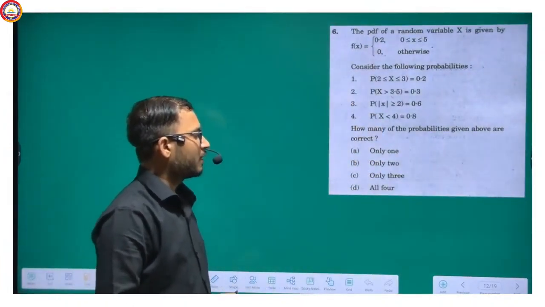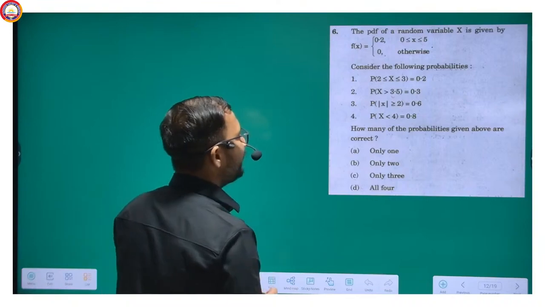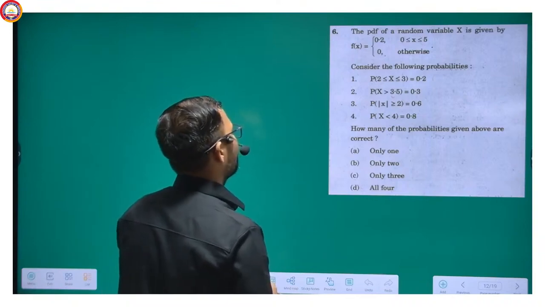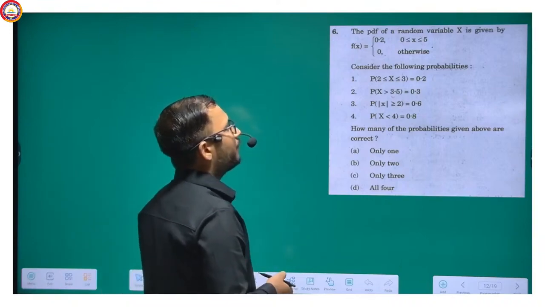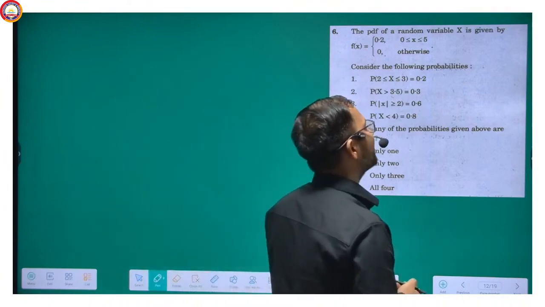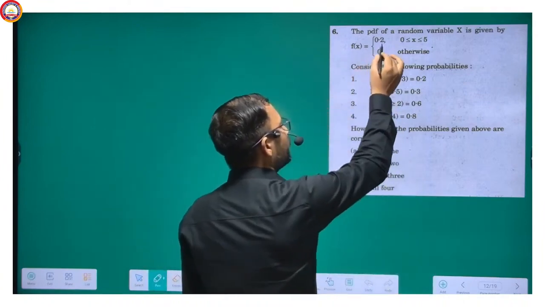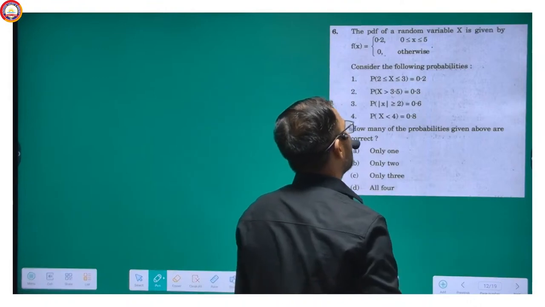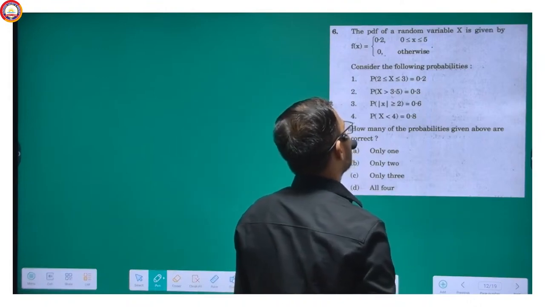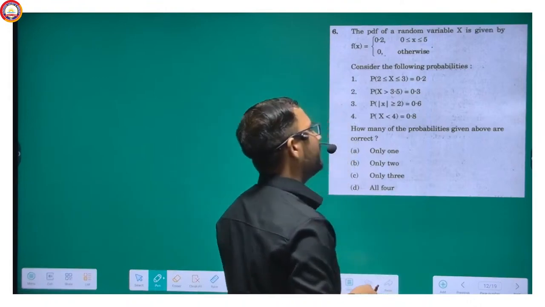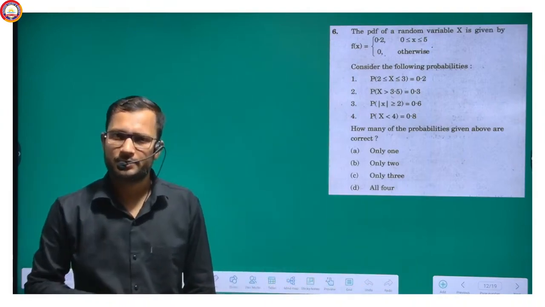Okay. For the next question, the question says the PDF of a random variable x is given by f(x) equal to 0.2, x lies between 0 to 5, and 0 otherwise. Then consider the following probabilities.